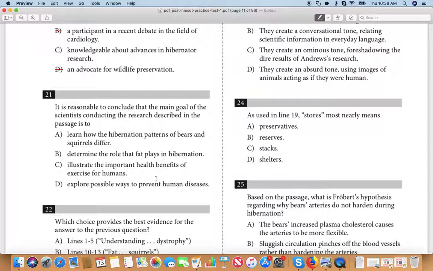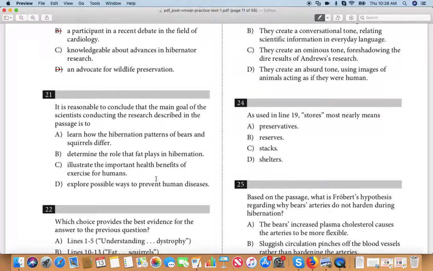Okay. I want you to do the next two, just because Irene lifted such a heavy load at the first part of the class. Let's do 21 and 22 together, and then we'll start mixing it up again. Go ahead and read 21 for me, please, Blaze. It is reasonable to conclude that the main goal of the scientists conducting the research described in the passage is to... Okay, let's stop for just a minute.